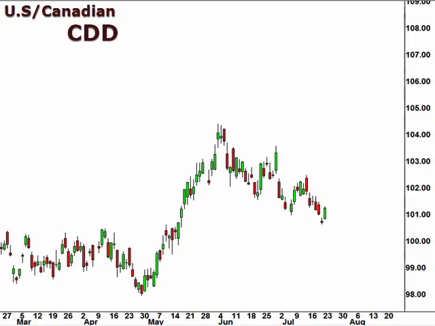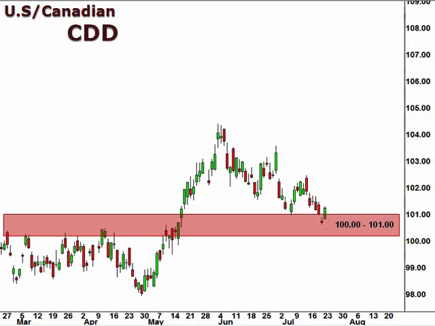Let's take a look at the CDD, the US dollar versus the Canadian dollar. Well, the CDD continues to retrace lower. However, a bullish reversal candle has formed at a key support level situated at 100-101. This suggests a move higher, which is likely to test resistance at the 102-103 focal zone.